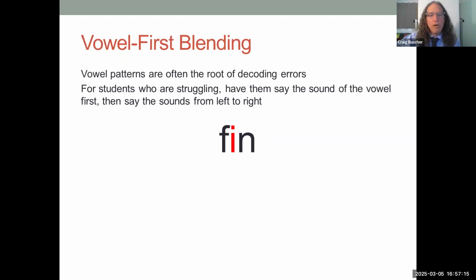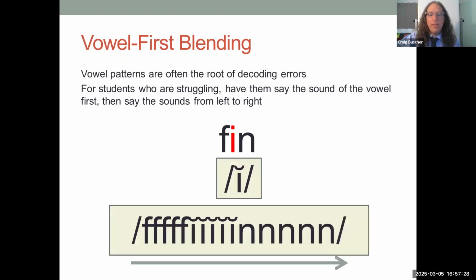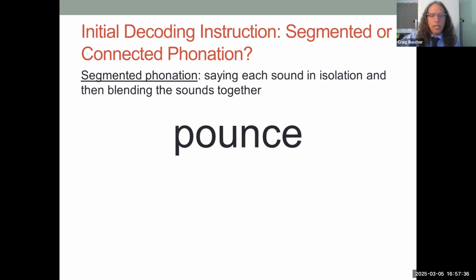Or I'll do what's called vowel first blending. The vowels are the trickiest patterns to read. So in vowel first, you're going to point right to the vowel and ask what sound. They'll say i, and now we'll stretch it. Thiiin. What's the word? Thin. Good job.